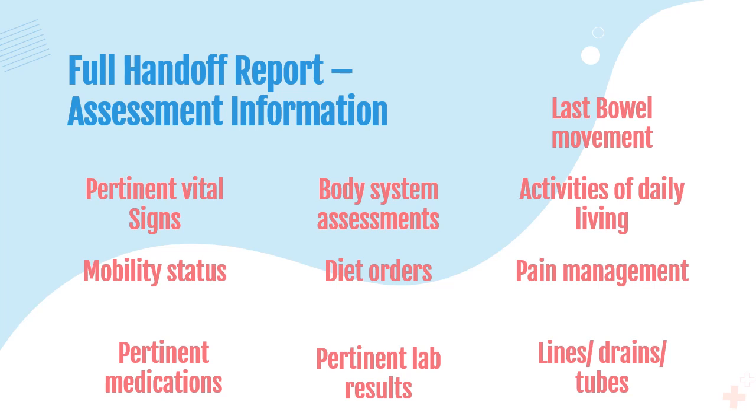You want to go over activities of daily living. What did the patient do today? Did they take a shower? Did they brush their teeth? Are they able to do that themselves? Do they need help? Do they need that done during your shift? What's their mobility status? Is this patient a fall risk? Can they get up? If they can get up, is it with a walker, one person assist, two person assist, short distance, long distance? If they had a stroke, is one side weak?